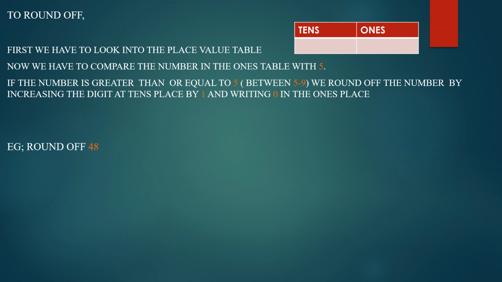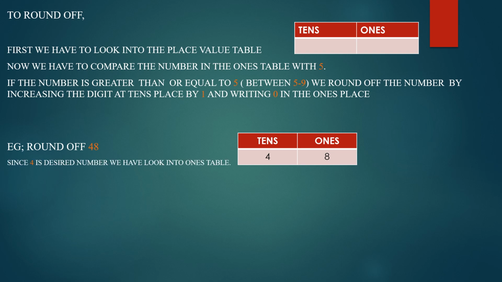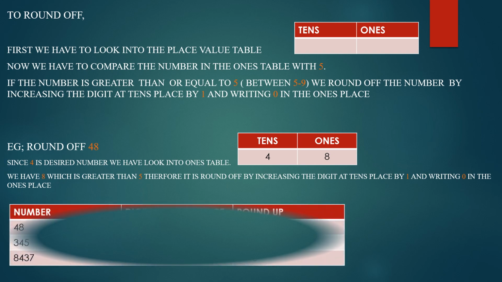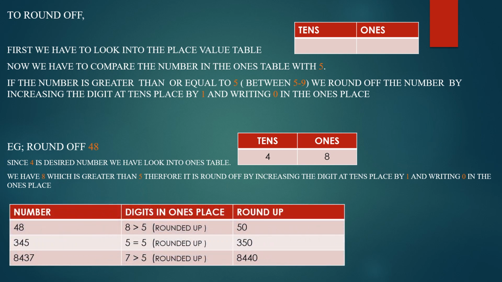You just see, we are going to round off 48. So you see we have the table, ones and tens, and the desired number is 4, and we look into the ones column, that is 8. 8 is greater than 5. Therefore, we have to round off by increasing the digit at the tens place by 1 and writing 0 in the ones place. So since 8 is bigger than 5, we round up and we get 50.